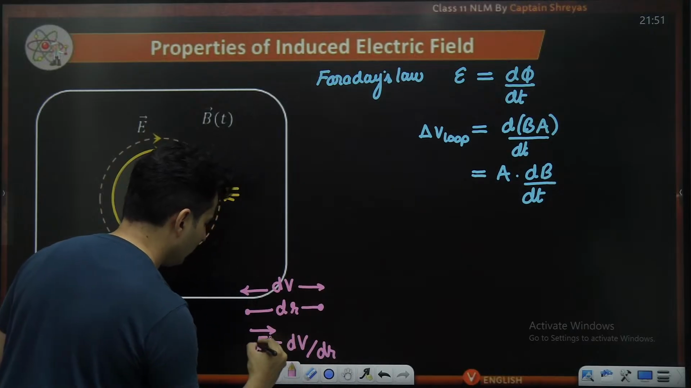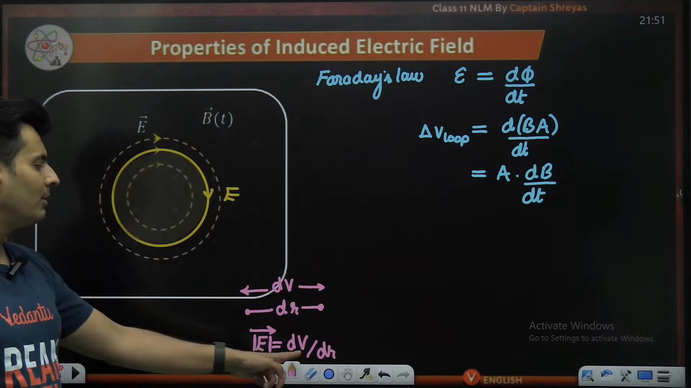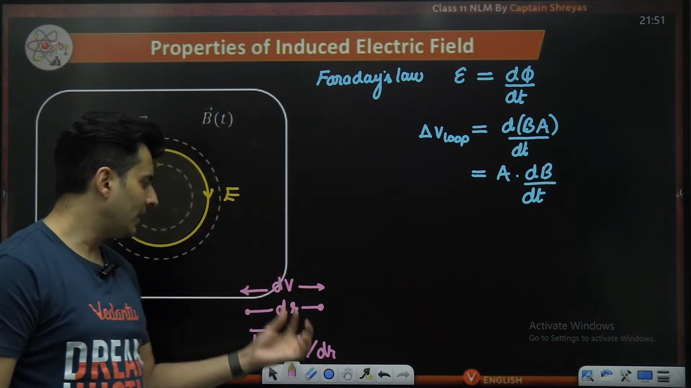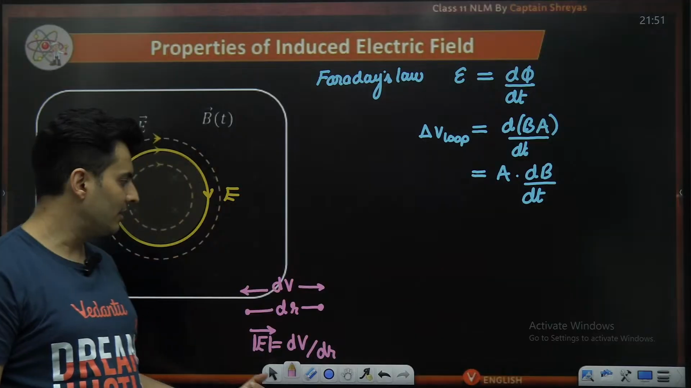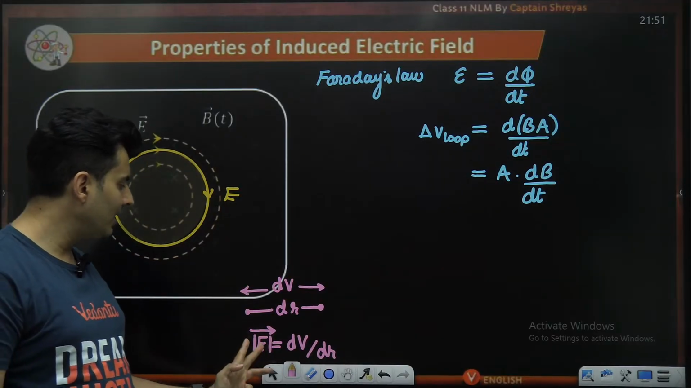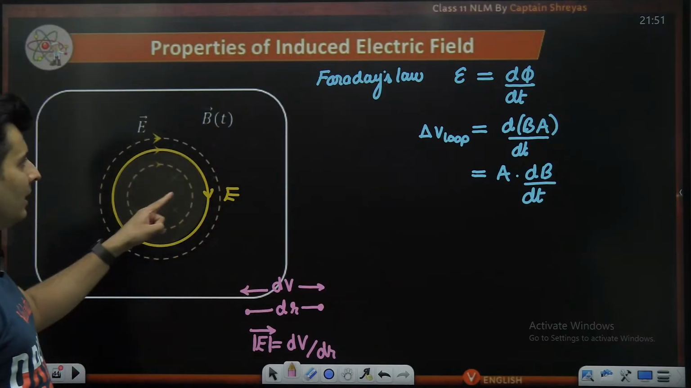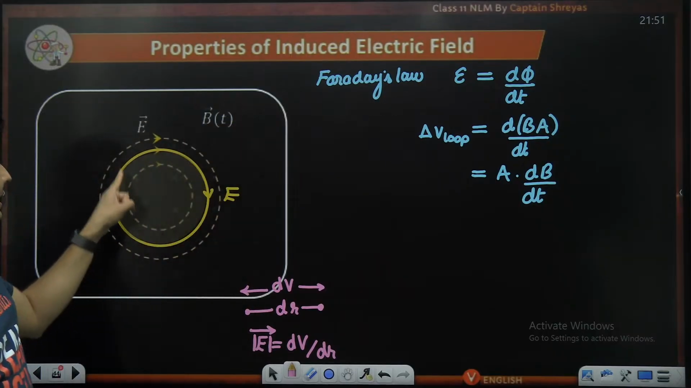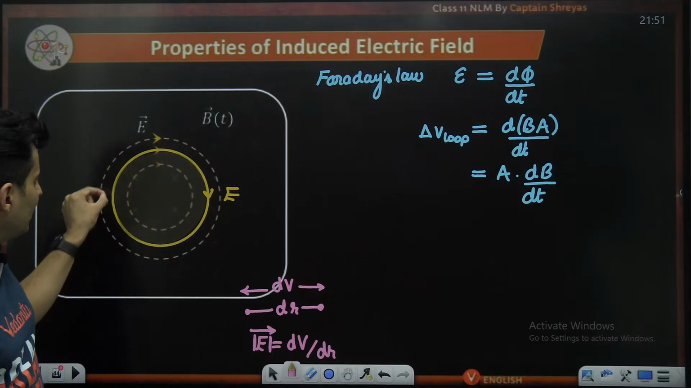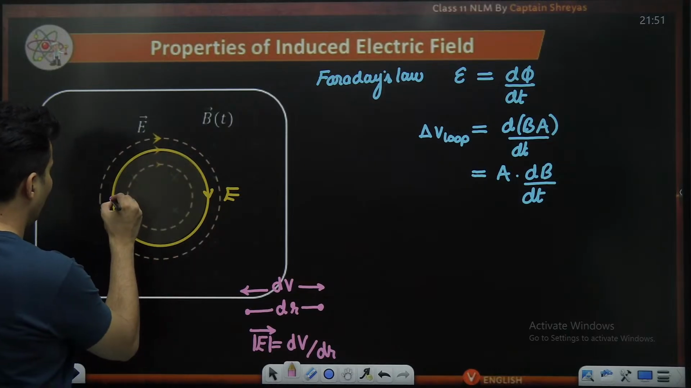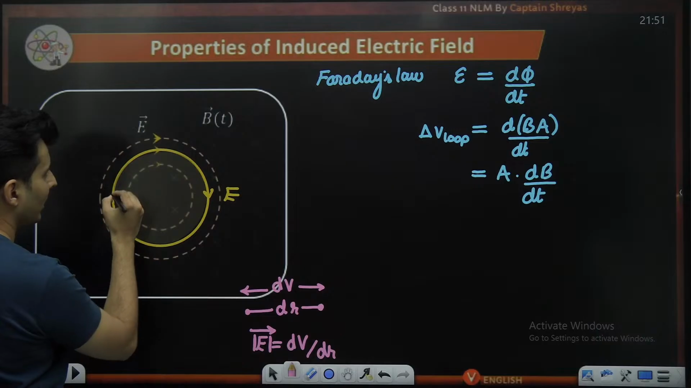I'm just talking about the magnitude part of it, dV by dr. So think about it. I am interested in what is the voltage difference. That voltage difference will be field multiplied by the distance across which you are traveling. Now, when you take the EMF in a coil, that means you're starting from one point and you're coming back to the same point.